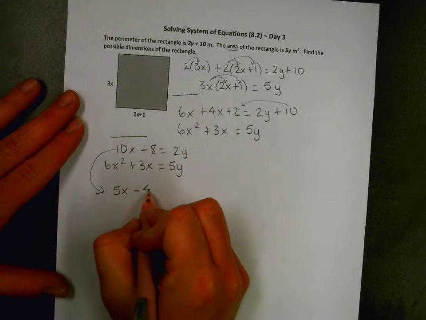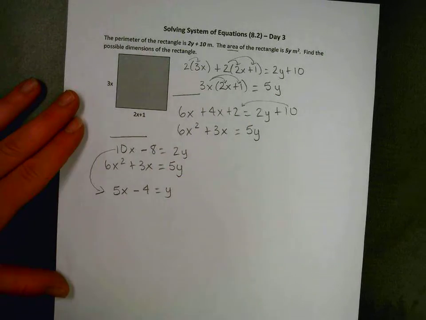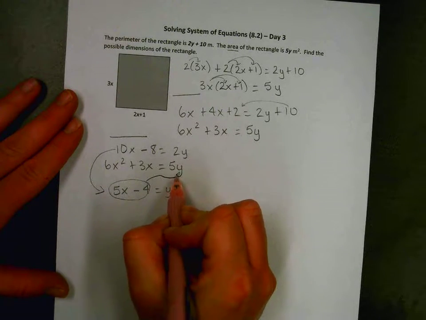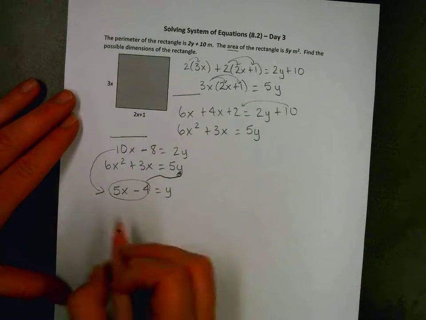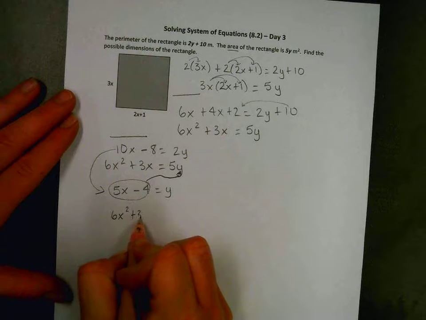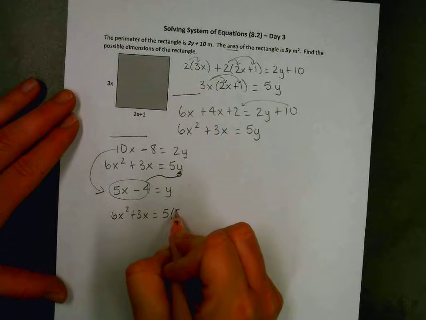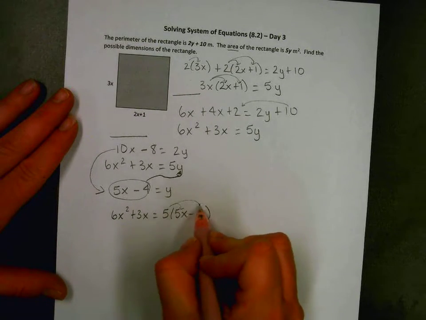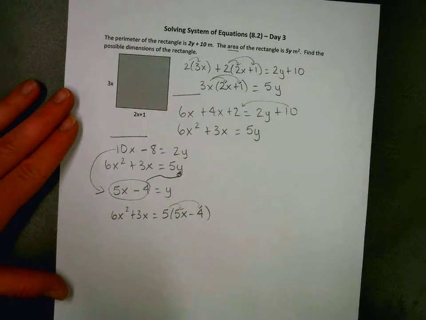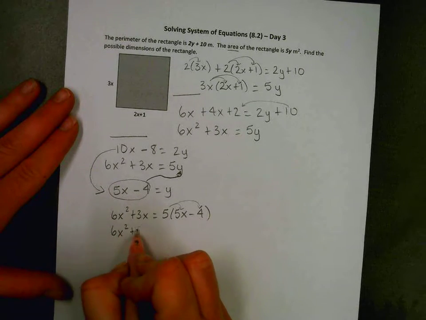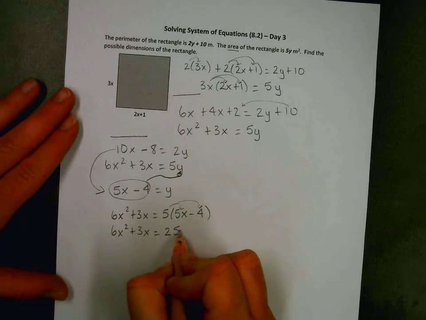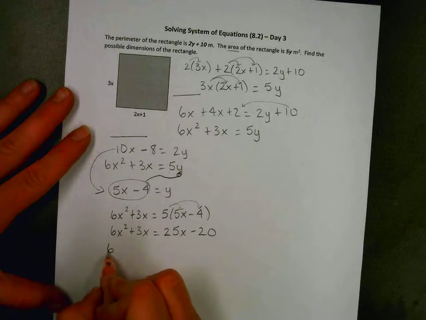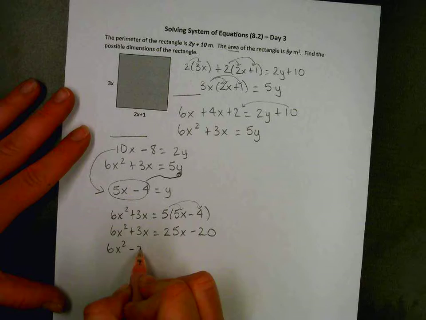And now I'm going to take this expression for y and substitute it into my other equation. So by doing that, I get 6x squared plus 3x equals 5 times 5x minus 4. We're going to expand through our brackets. This becomes a quadratic equation that we'll eventually have to make equal 0. So now I'm going to move everything to the left side of the equation to make it equal to 0. This is going to become minus 22x because I'm subtracting 25x, plus 20 equals 0.